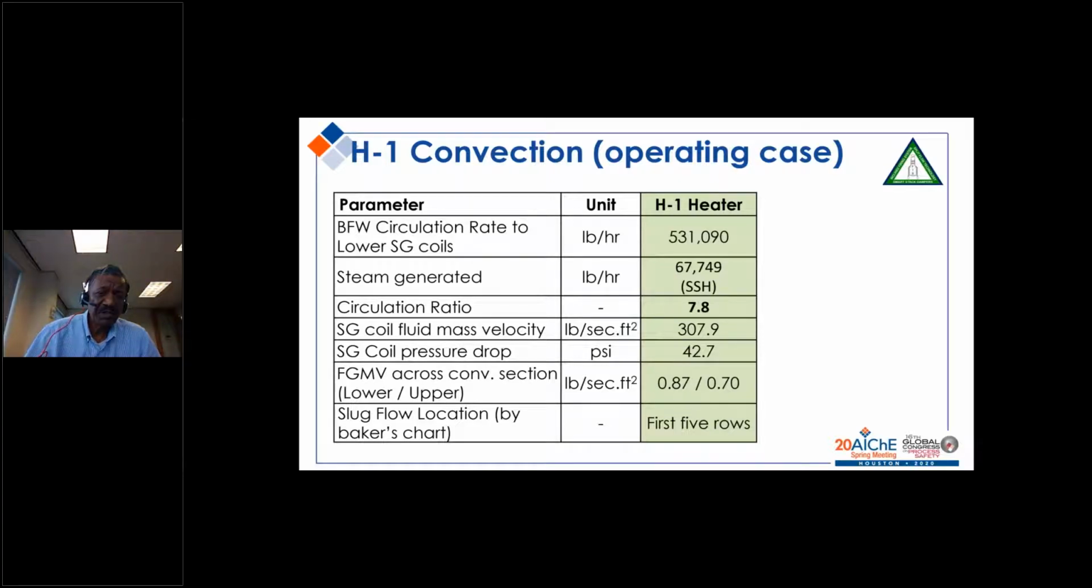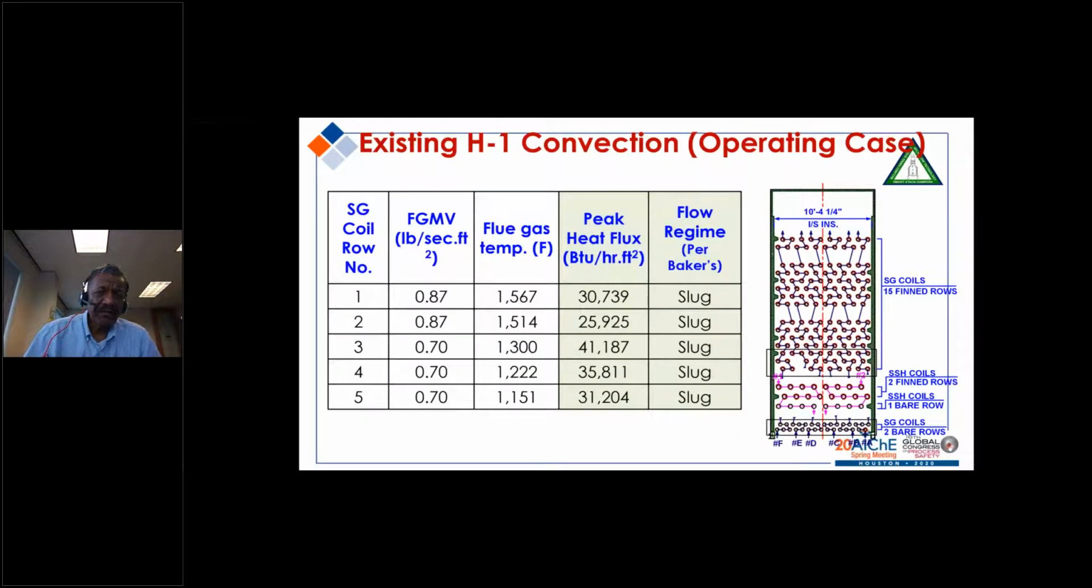Mass velocity was a little low, but again the slug flow was in the first 5 rows. So we were still experiencing slug flow even in the operations. We looked at the flow regimes and the peak heat fluxes, and even the peak heat fluxes were again high, but they're in the 40,000 range for the operating case also.